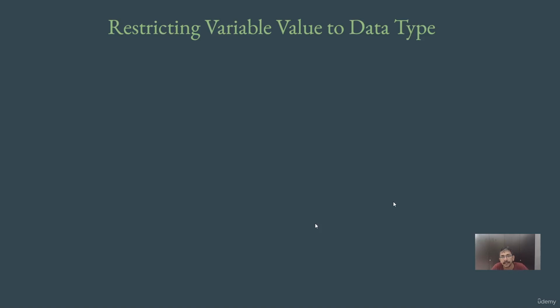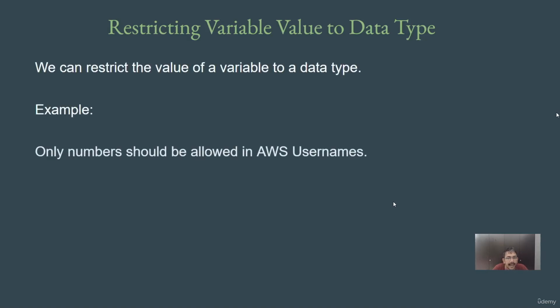Now, one of the great benefits in Terraform is that you can restrict the variable value to a specific data type. And this specific example will also allow us to understand the basics of data type in a much better way. For example, let's say that there is a requirement where only numbers should be allowed in AWS usernames. So you are trying to create multiple users in AWS and you do not really want the username to be a string. You only want numbers. So numbers would be associated with a unique number that each employee has, something like an employee ID. So this kind of use case can also be achieved.